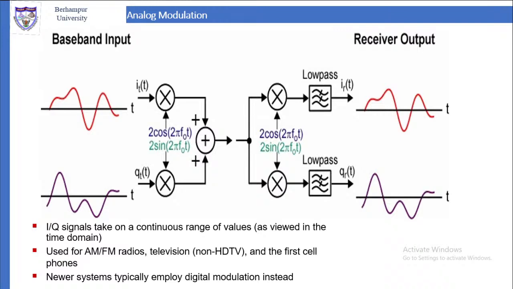All these that we discussed come under analog modulation. This is mostly the amplitude modulation that we discussed. We'll shortly discuss frequency modulation, but these are amplitude modulations. This picture shows you two signals, I and Q, and we are getting back the I and Q using this. IQ signals take a continuous range of values in the time domain, and are used in AM or FM radios, amplitude modulated radio or frequency modulated radio. It is used in television, not high definition television, non-high definition televisions, and the first generation of cellular phones. Newer systems today typically employ digital modulation instead of analog modulation.